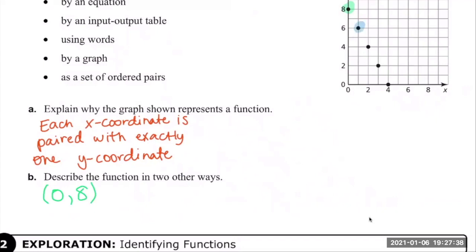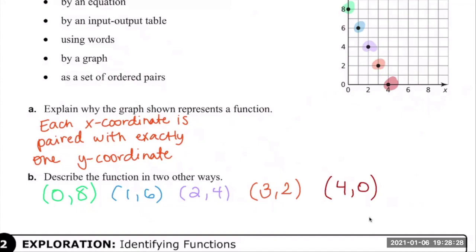Next, we're going to go down to the next one. Well, right away, I can see I went over 1, and I went up to 6. So go ahead, pause here, see if you can figure out the rest on your own without my assistance. So if you're just joining us back, you should have the following coordinates. We should have 2, 4, 3, 2, and 4, 0.